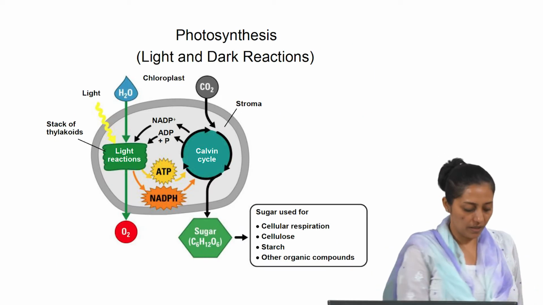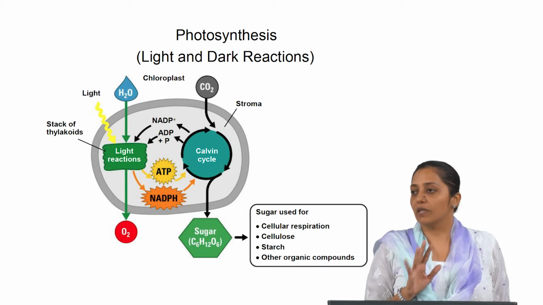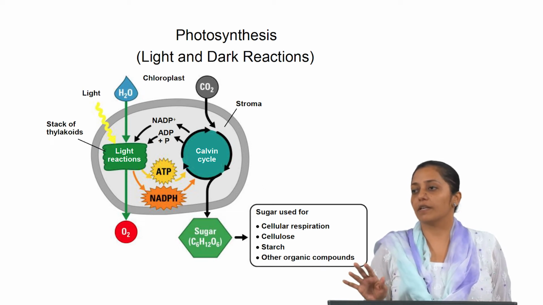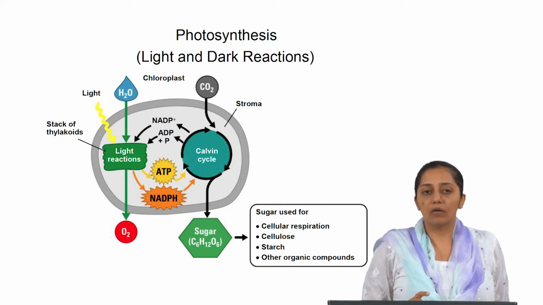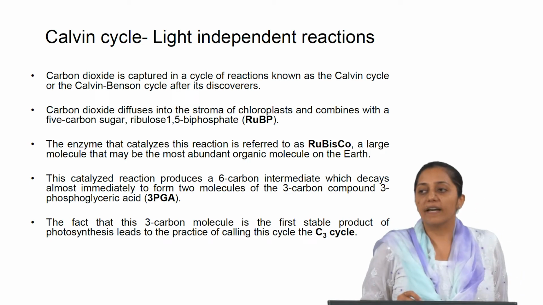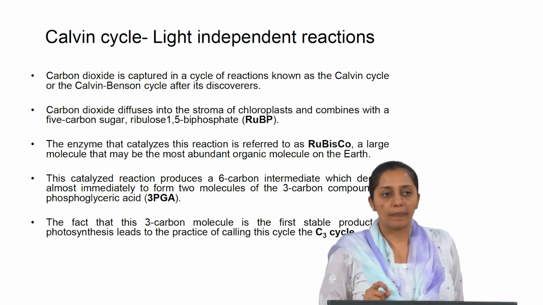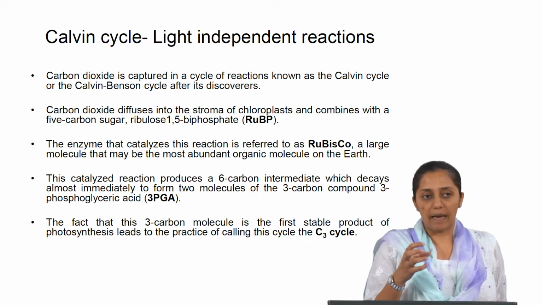Let us talk about the dark reactions. So, this was the picture which I showed in the beginning. We have now spoken about the light reactions. Light reactions have given rise to ATP and NADPH. Now, the dark reaction is called the Calvin cycle. Now, why dark reactions? In this reaction, the CO2 is captured.